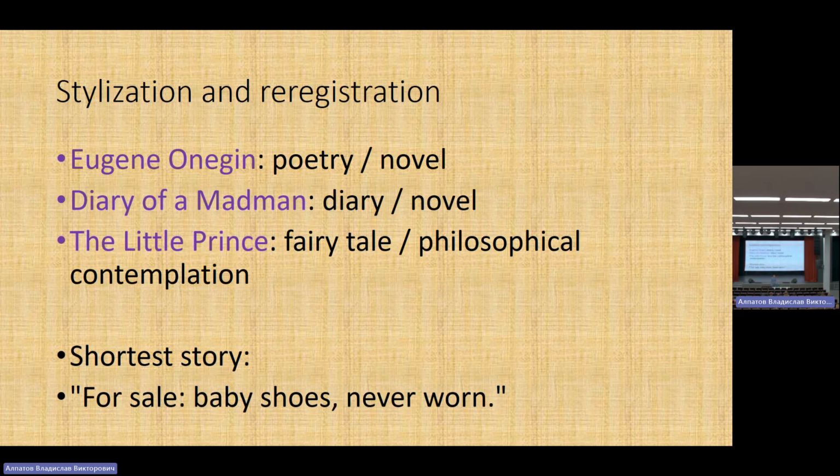Eugene Onegin. It is a novel, but it's written in poetry, right? So it is stylized as poetry. Do you remember that Eugene Onegin is written in what's the name? In sonnets, right? It's a series of sonnets. The Diary of a Madman by Dostoevsky. It's a novel, but it's styled as if it is a diary, right? You read it and it is a diary, but you get the plot from the diary.